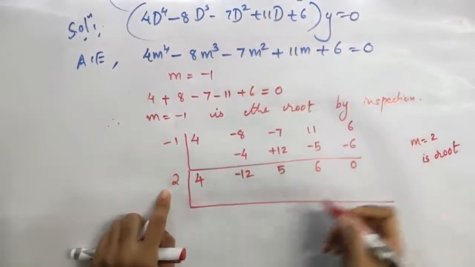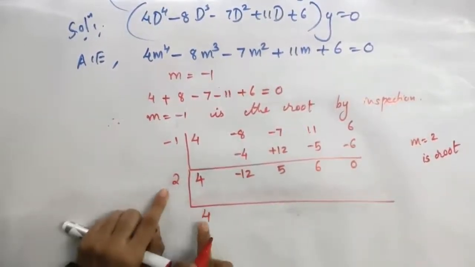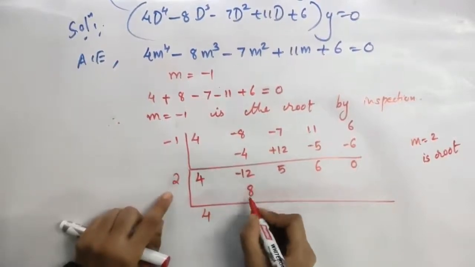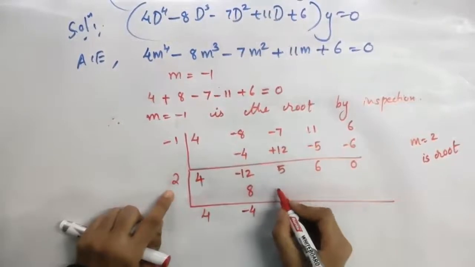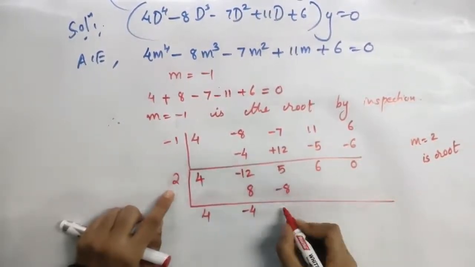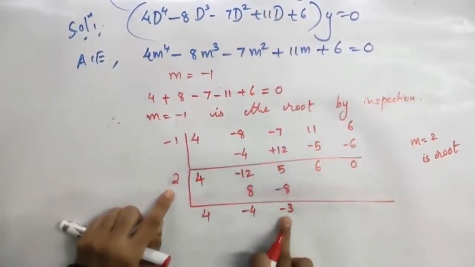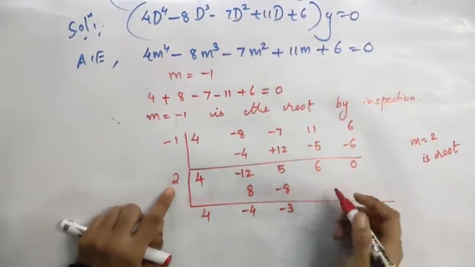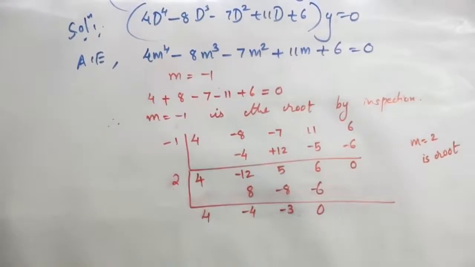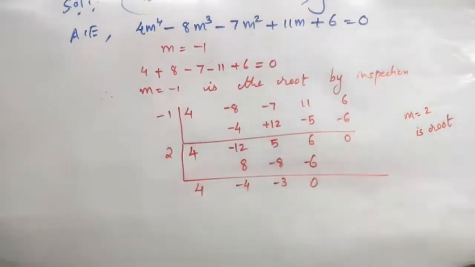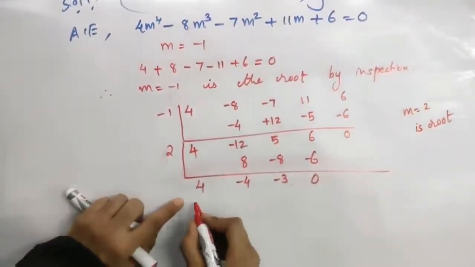Okay, so if you divide, it will be 4 as it is. 4 2s are 8. Adding these two, you get minus 4. Minus 4 times 2 is minus 8. Adding these two numbers, you get minus 3. Now, minus 3 times 2 is minus 6. Adding these two, you get 0. Yes, so you got this as well. Okay, so you have got the new equation.